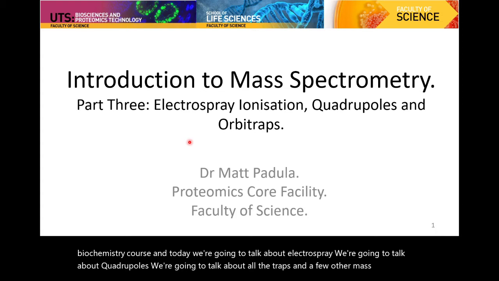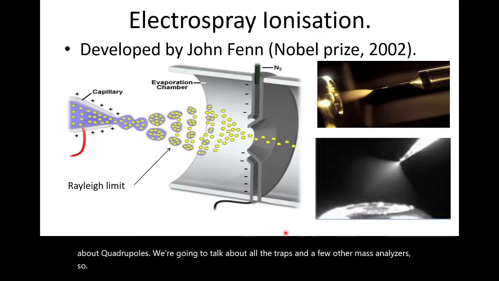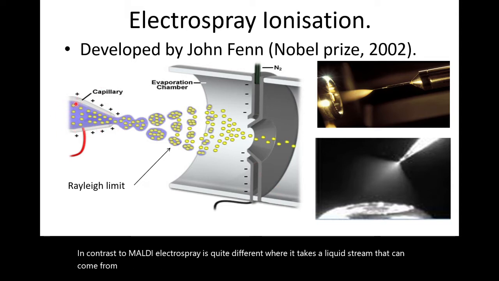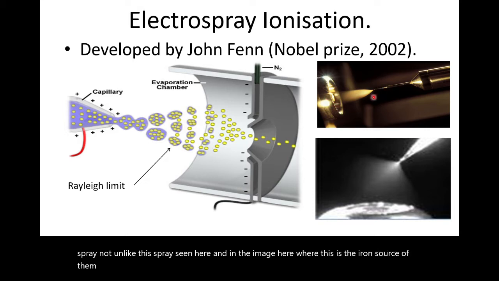So, in contrast to MALDI, electrospray is quite different, where it takes a liquid stream that can come from chromatography or not, and it puts a voltage on that liquid stream and creates a spray, not unlike this spray seen here and in the image here, where this is the ion source of the mass spectrometer and this is the electrospray needle.